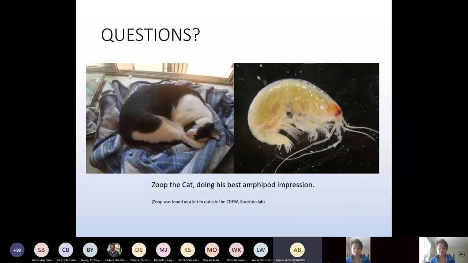Okay, I have one more question from the chat. It comes from Marion Parker. She asks, the Petaluma River was recently dredged for the first time in 17 years. What planktonic changes would you expect to see?